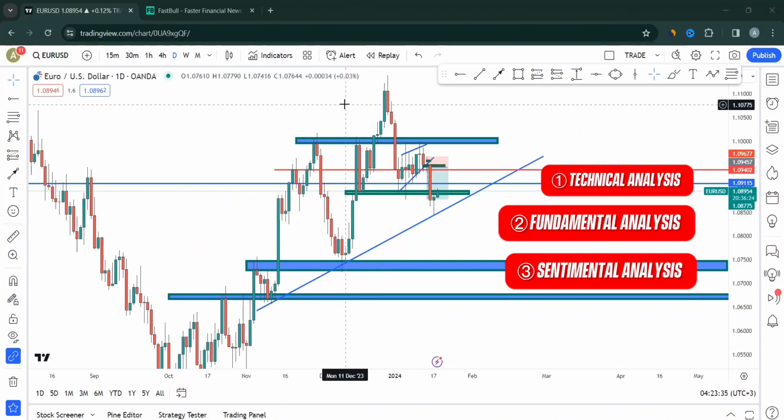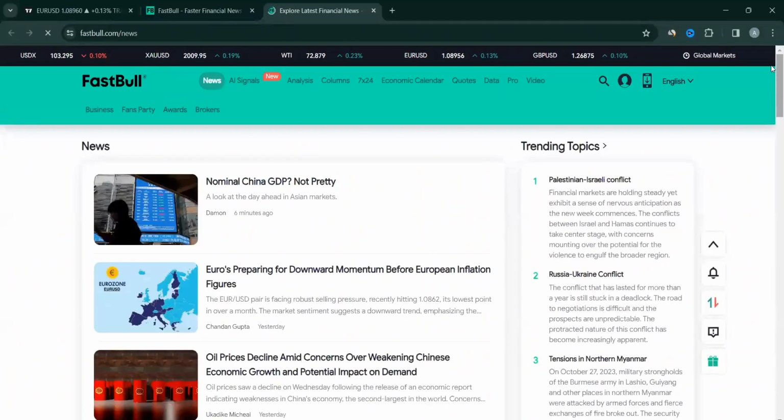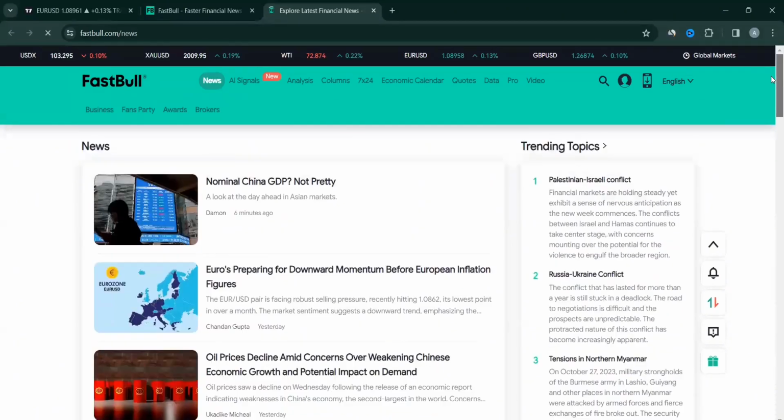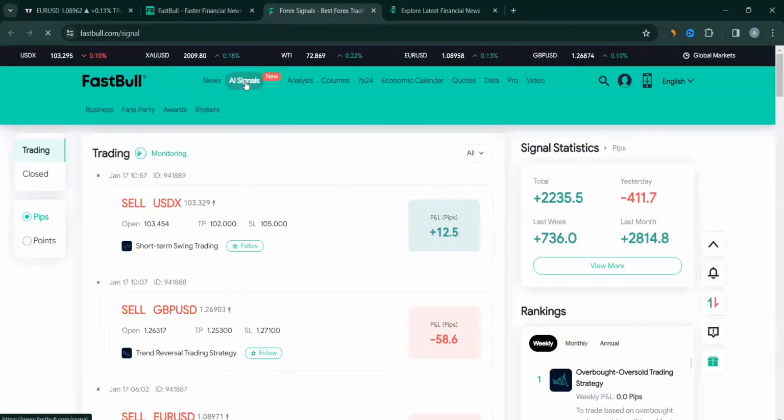So what do I use? I use a website called Fastbull. Now this website is very, very well equipped. They have a section where you can get news. Now, by news, I mean that you're going to be looking at different things, stocks, forex, all the things that you're trading, indices, stock indices, and the rest, right? Then also they have what we call AI signals. Now the AI signals, after doing your analysis, you can compare with yours and see if you're having the same outcome. If not, then you can let it pass by.